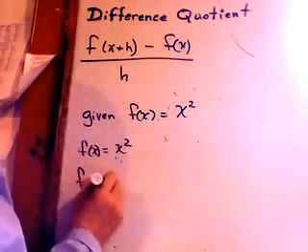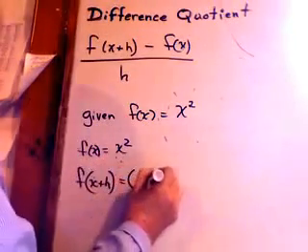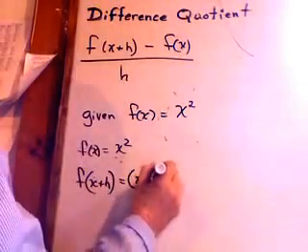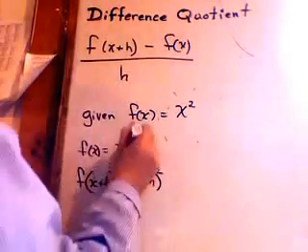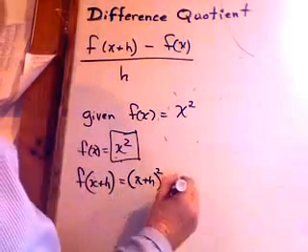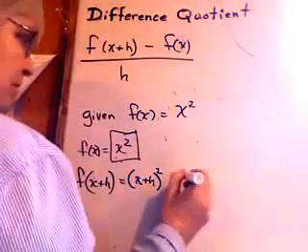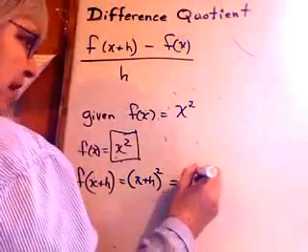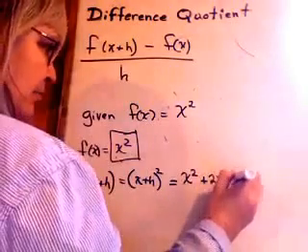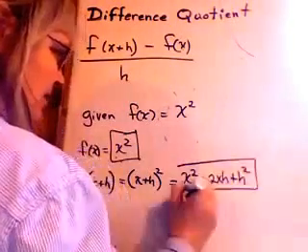f of x plus h is following the same pattern here, but instead of an x, I'm going to put x plus h squared. Now, this one's pretty much simplified, so I'm going to box that. But this, I need to do some simplifying. I need to square that. So, squaring a binomial, you're pretty familiar and can do this in your head, I hope. So it's x squared plus 2xh plus h squared, and I'm going to box that.